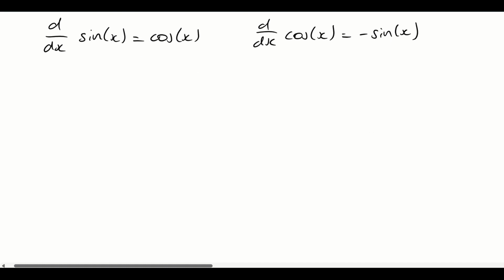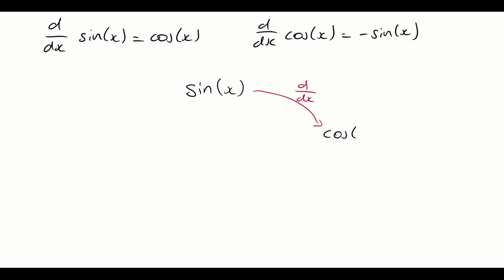We'll start off at the top of our circle with the function sine of x. Then this red arrow, coming around here, means we are taking the derivative of sine of x. If we take the derivative of sine of x, we end up with cosine of x. We do the same thing to cosine of x. We take the derivative of cosine of x, and that leaves us with minus sine of x.